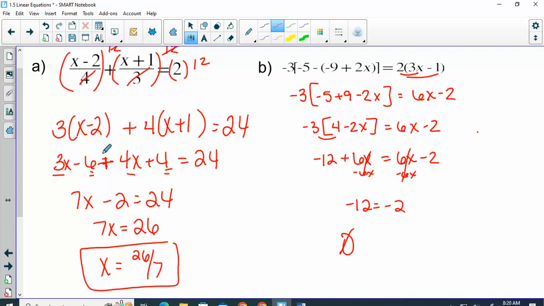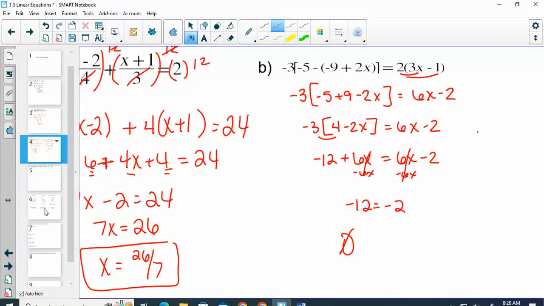Is it possible to have one where we have infinite solutions? Yeah, if I solved to this point and had negative 12 equals negative 12. That's true, but there are no x's left. So in that case, there are many solutions. So these are the different types of equations.